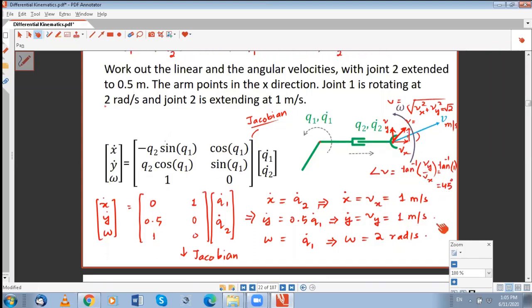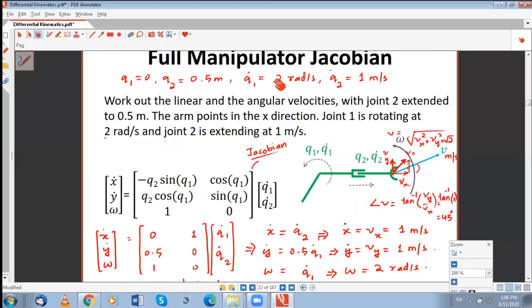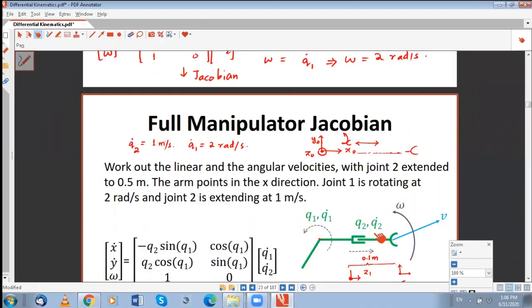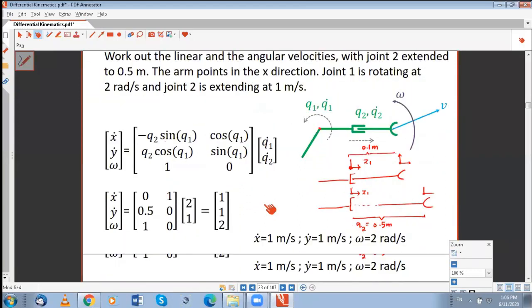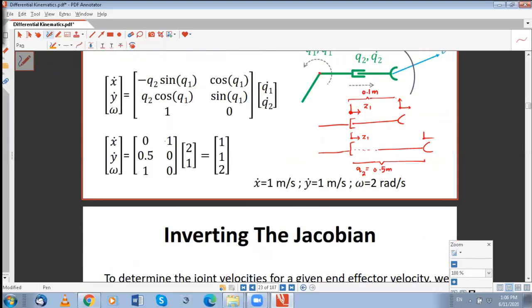The angle is 45. And how do you find omega? Omega is 1 times q1 dot plus 0 times q2 dot. You get q1 dot. q1 dot is 2 radians per second. It was given. So that's your angular velocity. So this was a numerical question. In my case, on the previous slide, I call this Vx, and I call this Vy.